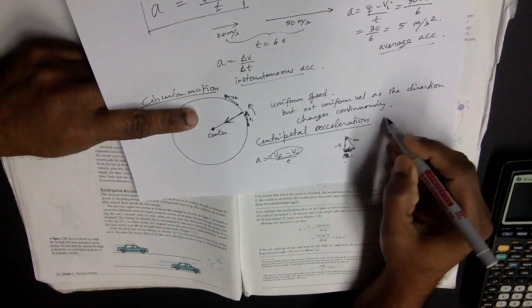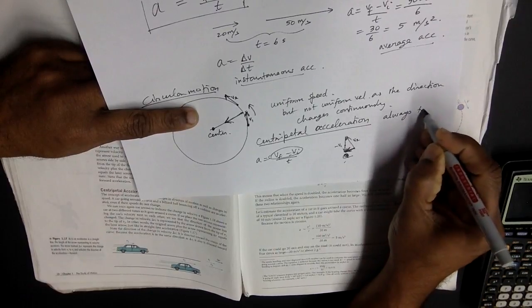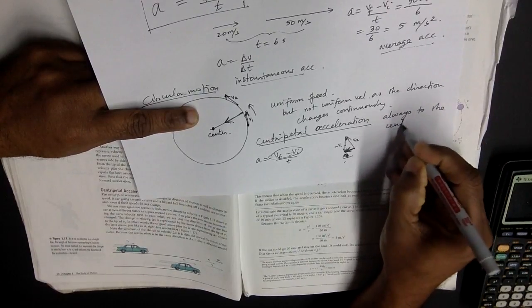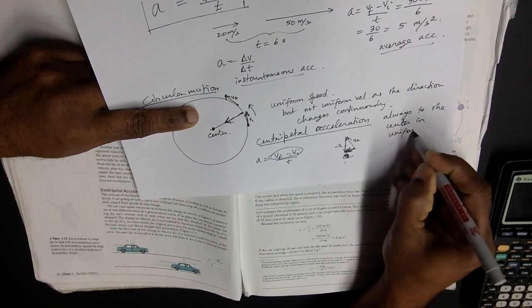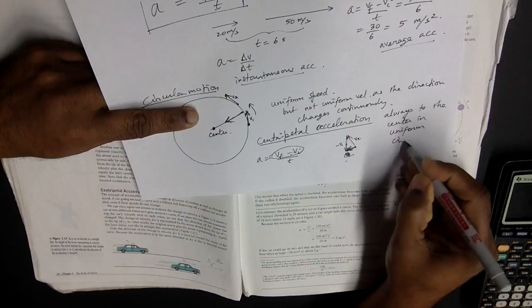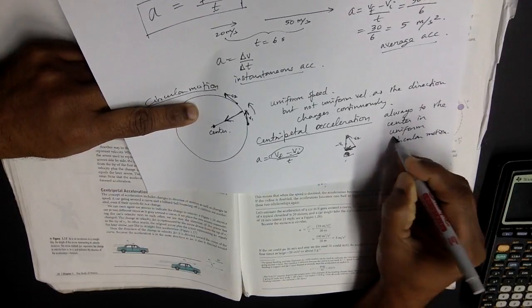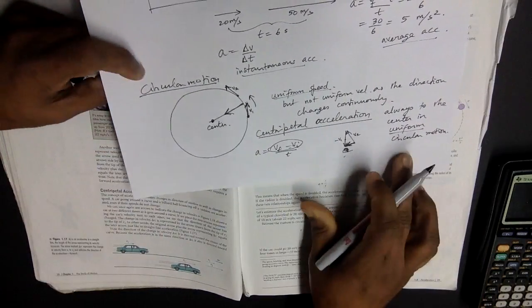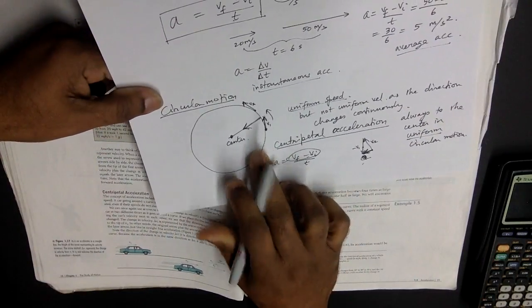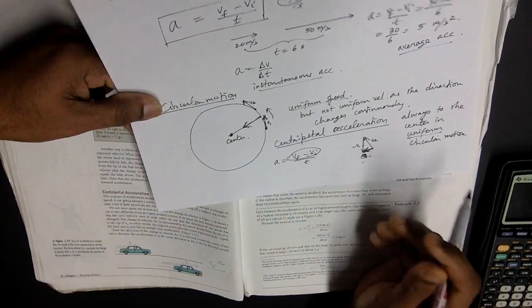So centripetal acceleration is always to the center in uniform circular motion. Now, when you say uniform circular motion, it is uniform speed. So in uniform circular motion, the centripetal acceleration is towards the center of the circular path.